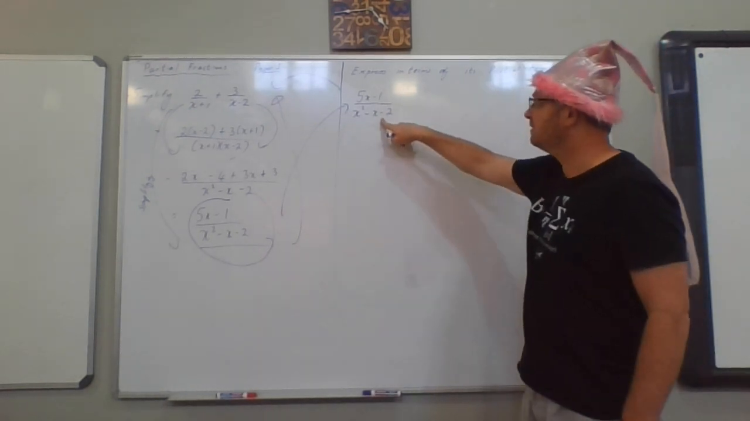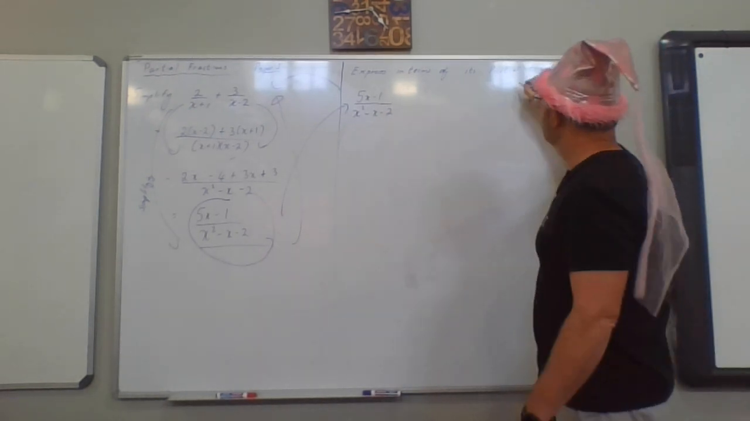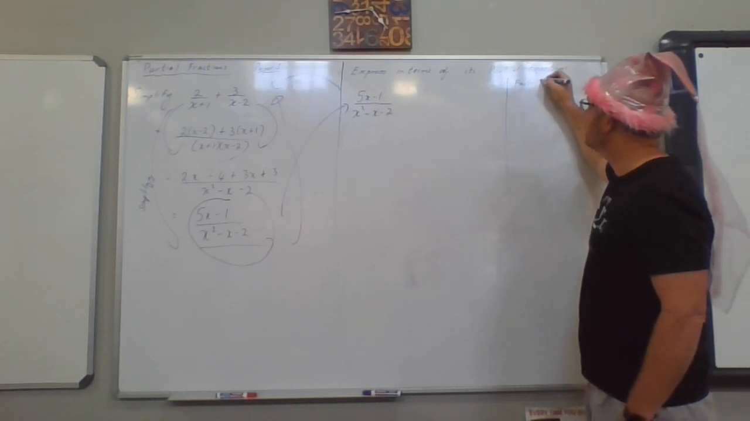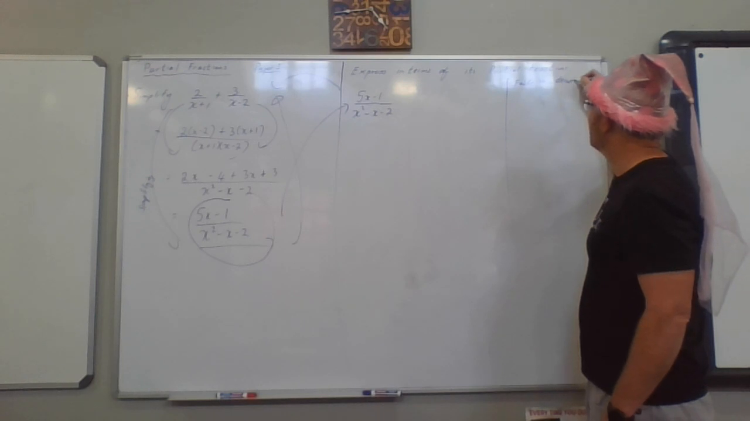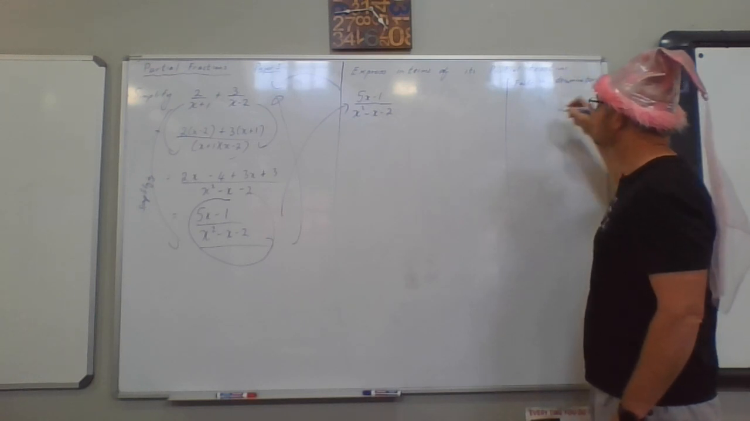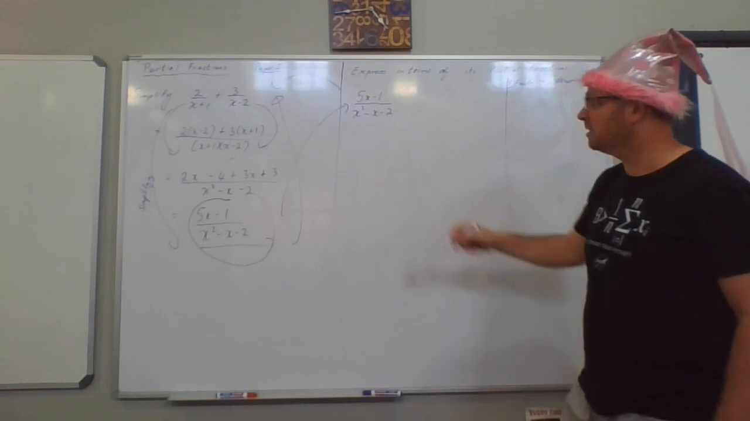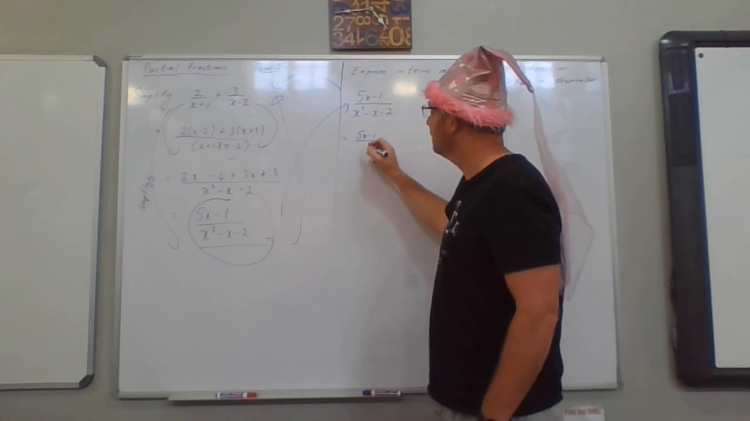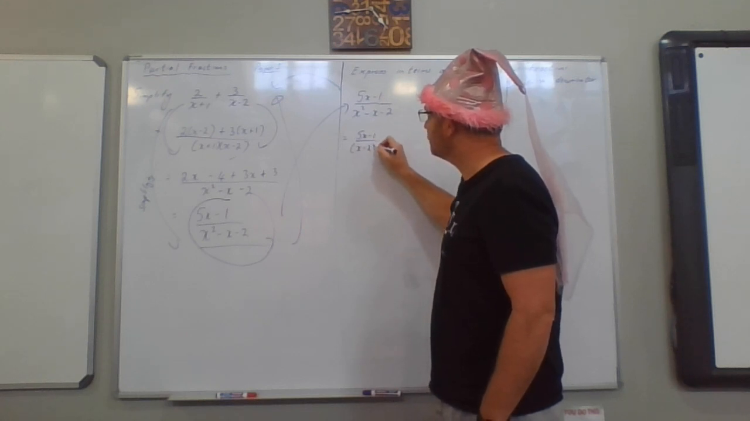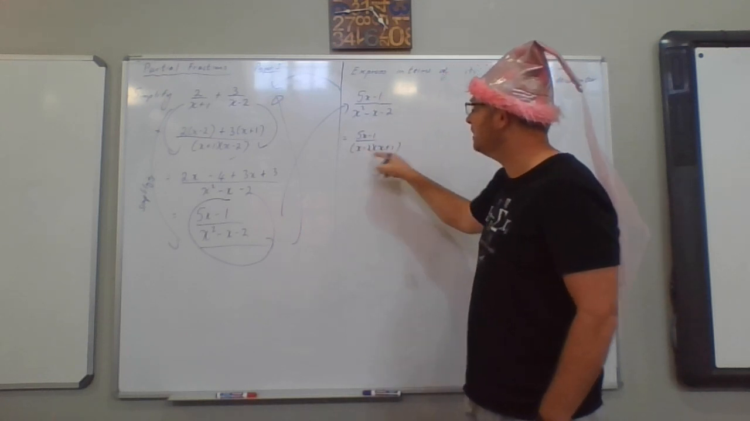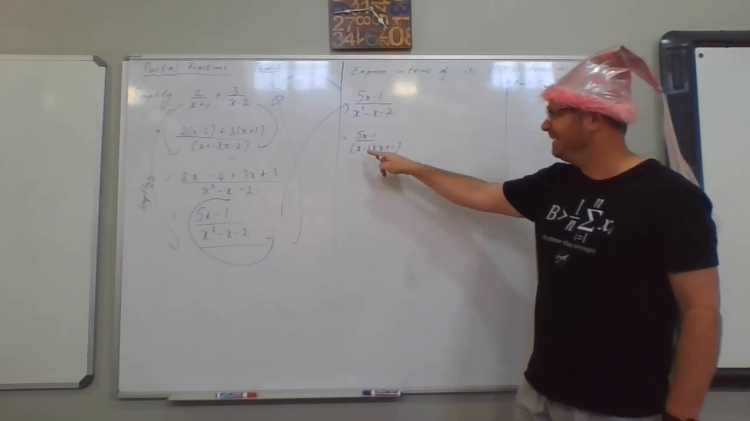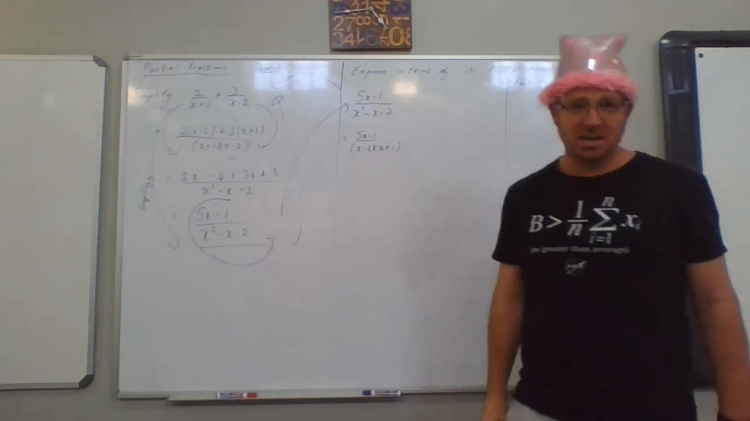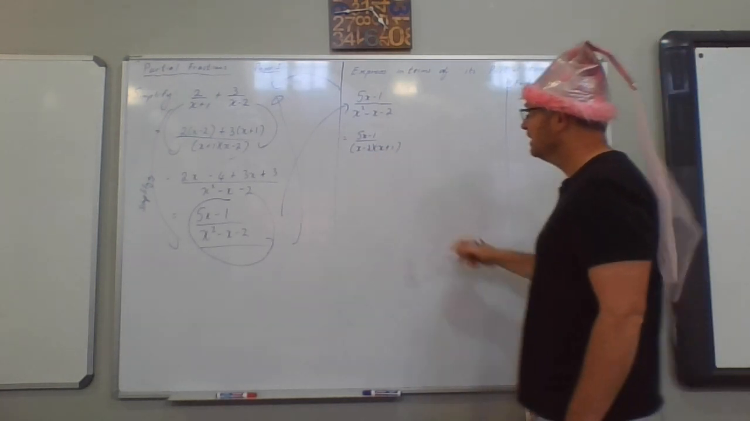So if I take this over here, 5x minus 1 over x squared minus x minus 2, your first step is going to be to factorize your denominator, if you can. So step 1, factorize your denominator. In other words, this is going to become 5x minus 1 over (x minus 2)(x plus 1). Always check it. You don't want to make a mistake here. You'll get x squared plus x minus 2x minus 2, which is x squared minus x minus 2. So always take your time and check that's correct.